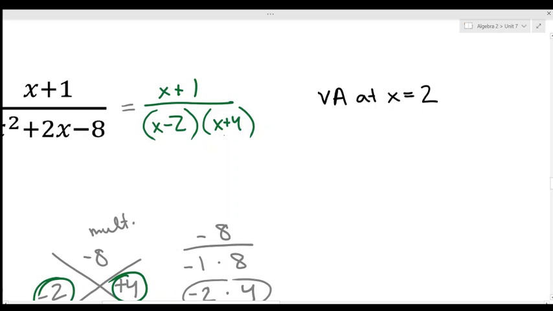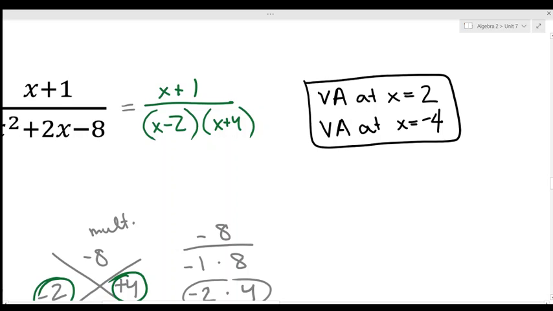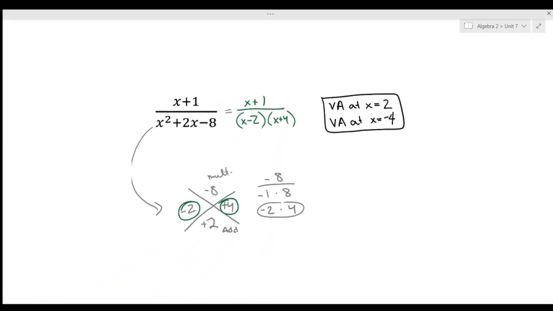If we have x plus 4 at the bottom and we don't have an x plus 4 on the top, that means we're going to have a VA at x is equal to negative 4. Okay, remember you're using the opposite signs. If you want to set them equal to 0 to double check, absolutely, feel free. I want you to get this right. Okay, so that's our answer.